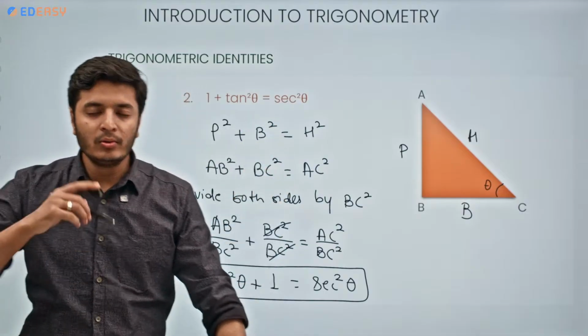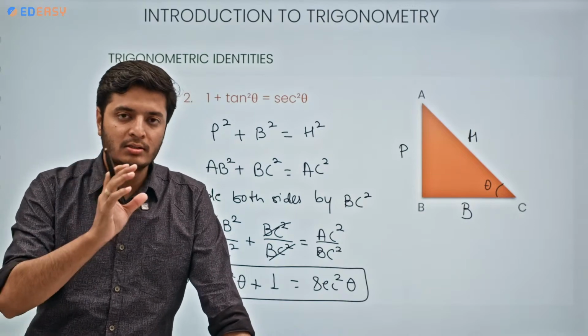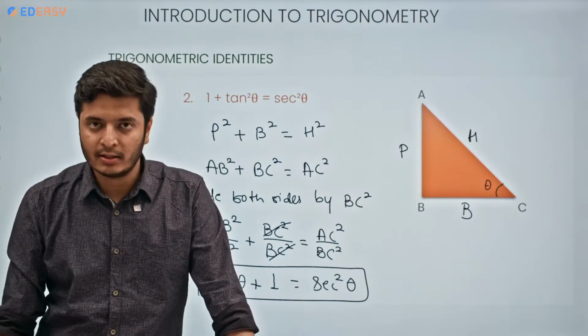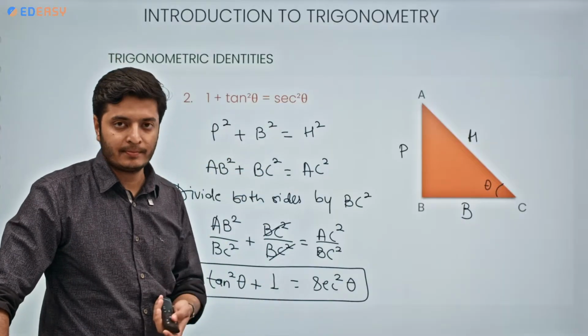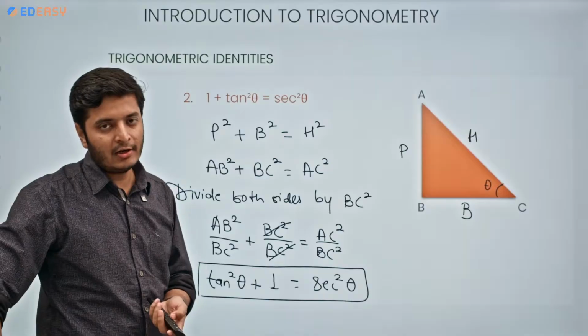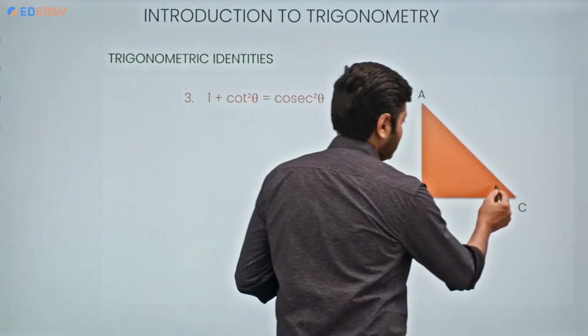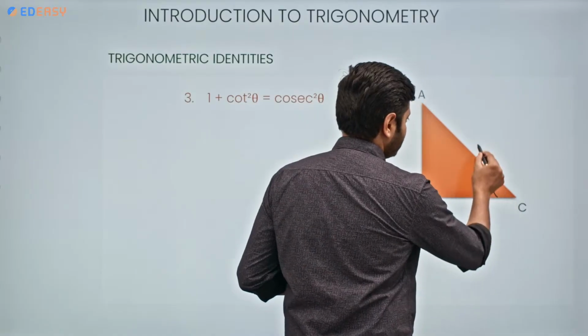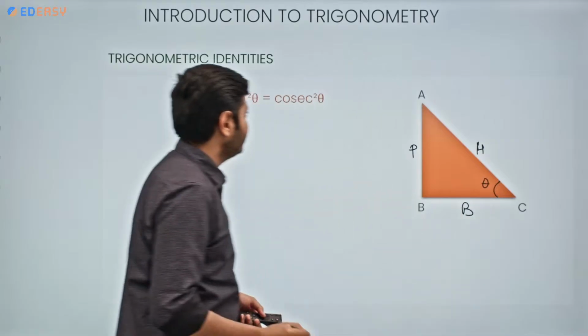Correct? Again, you can see the identity, same identity. So we are only applying the Pythagoras theorem, and we are dividing the whole equation by one side, and that way you will get your identities. Now third one, now you must be thinking that this is easy, no? Correct? So again, this is theta, so hypotenuse, perpendicular and base.